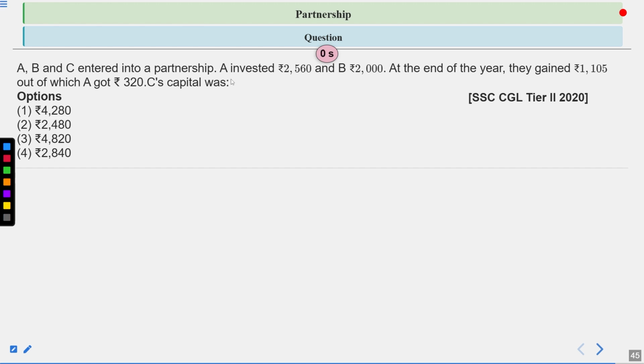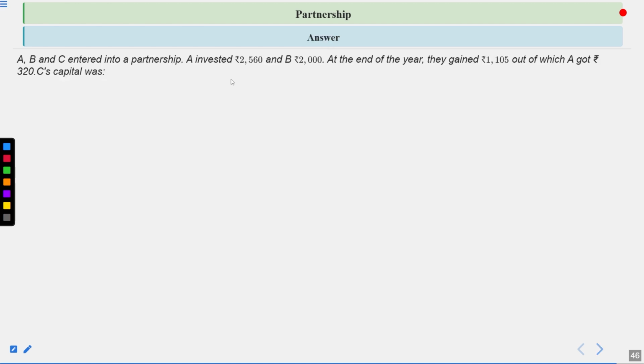Now time's up. Let's see the solution of this question. The question says that A, B, C entered into a partnership. A invested 2,560 rupees and B invested 2,000 rupees. At the end of the year, they gained 1,105 rupees, out of which A got 320 rupees. So we need to calculate the capital of C. The correct answer of this question is the first one, which is 4,280 rupees. Now see the detailed solution using concept 6.1 and 6.2 in this question.